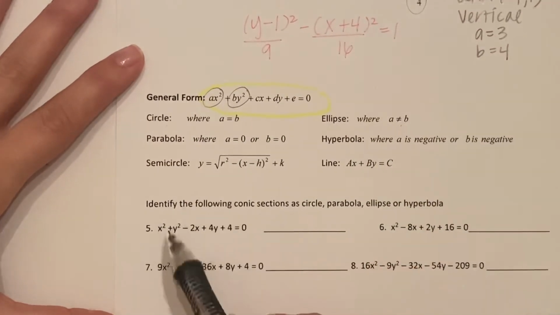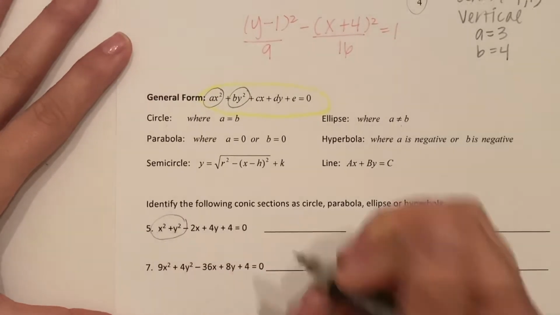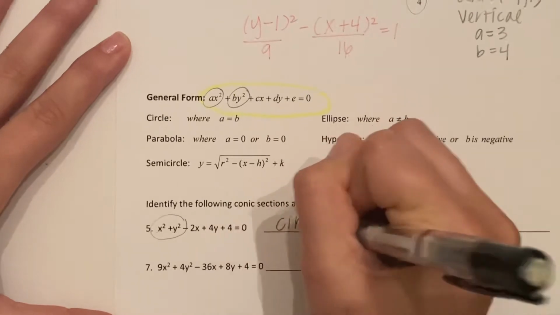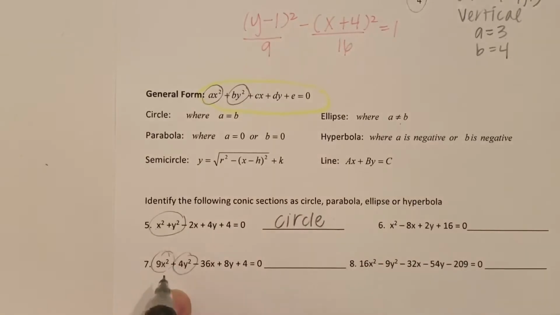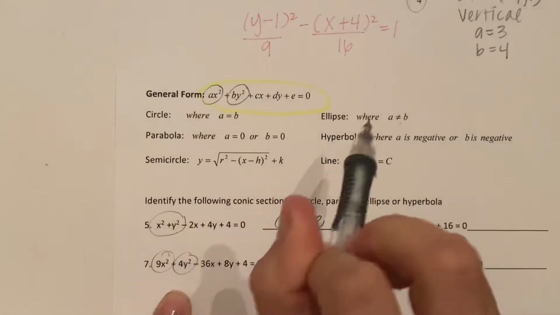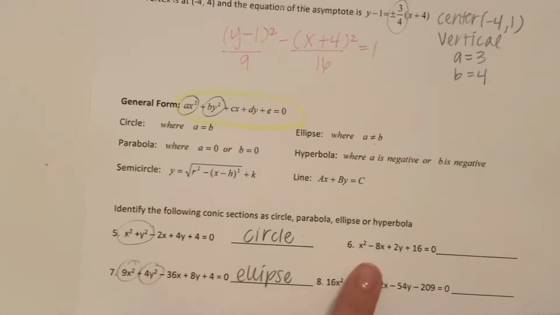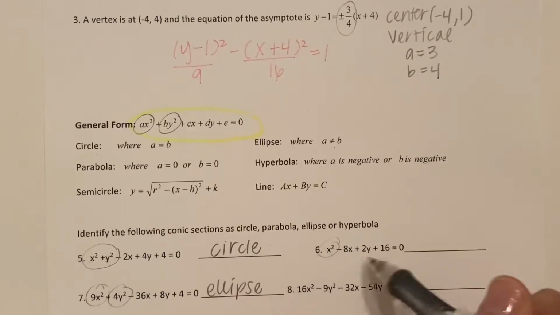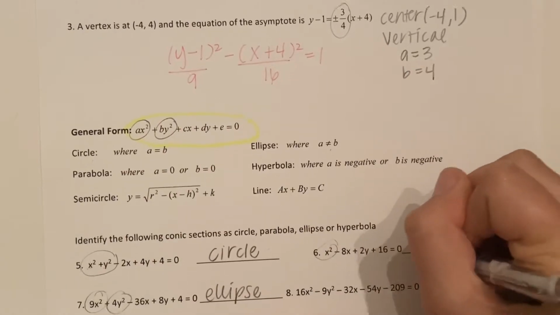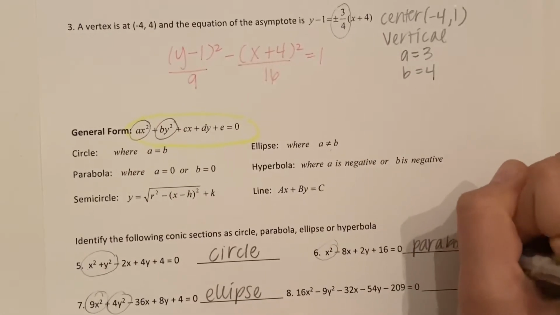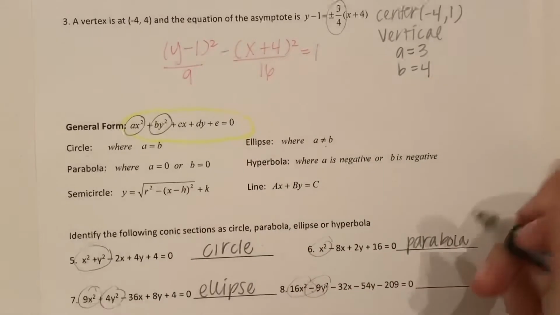So number 5, here's my a and b. They are the same. They're both 1. Therefore, circle. Let's jump down here. Here's a, here's b. They're both there, but they're different. So that's ellipse. Over here, here's a, but where's sister b? She ain't there. So that's parabola. And then here's a, here's b. b is negative, hyperbola.